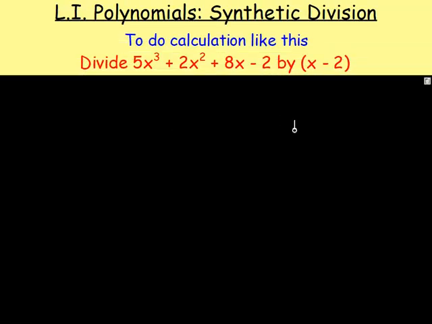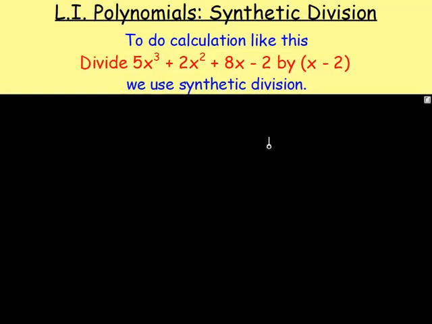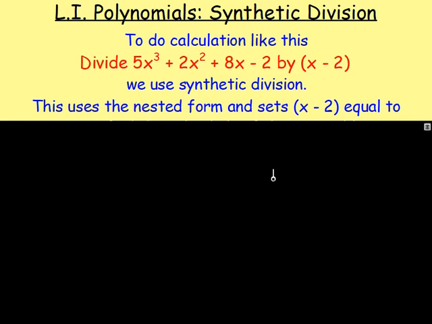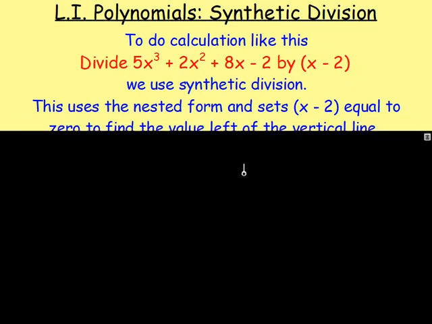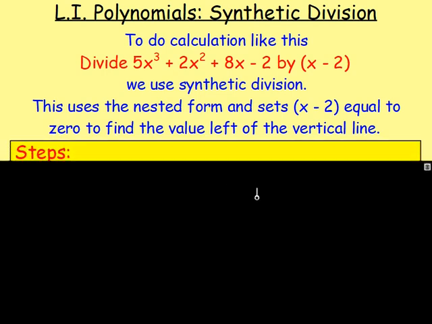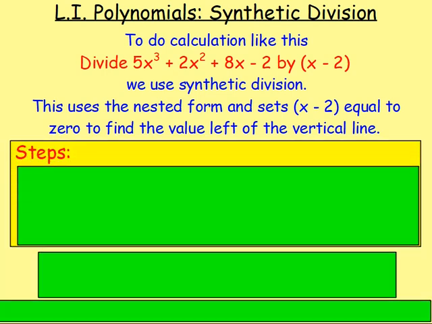So, to do calculations like this that I just gave you on the last page, we use synthetic division. And synthetic division uses the nested form of the polynomial, and it sets this divisor, this thing we're dividing by, this x minus 2, equal to 0 to find the value left of the vertical line. Remember, when we set up our L shape, we need the number to the left of the vertical line. So I'm going to give you this in 4 steps. I've broken it down to try and make it quite simple to follow.